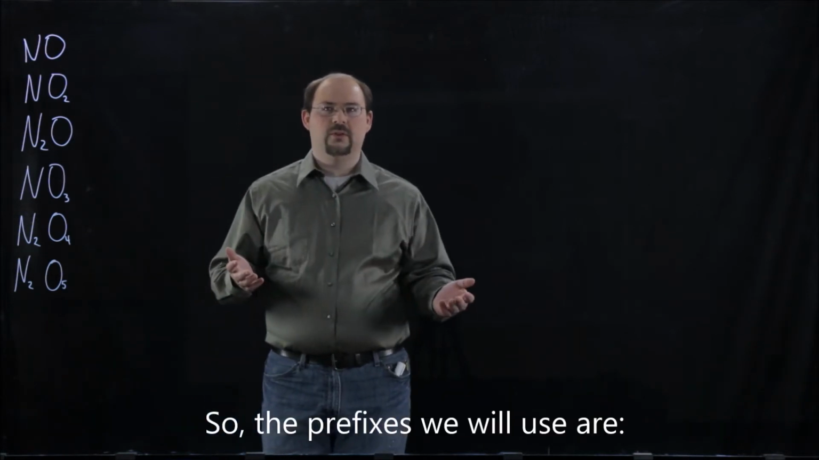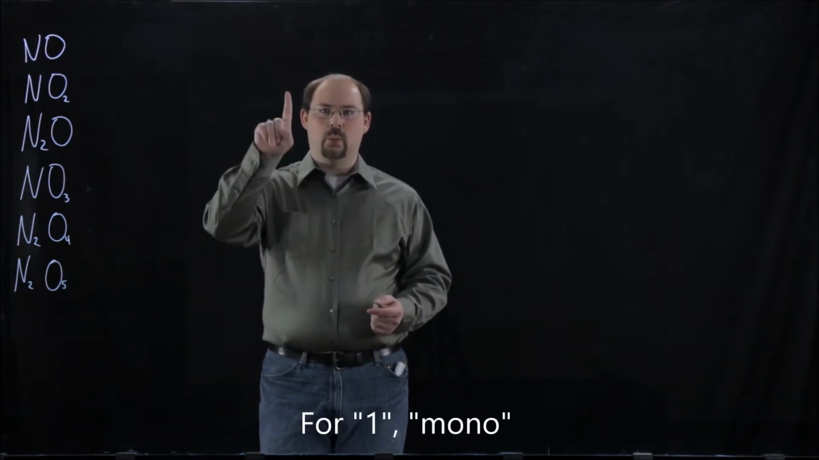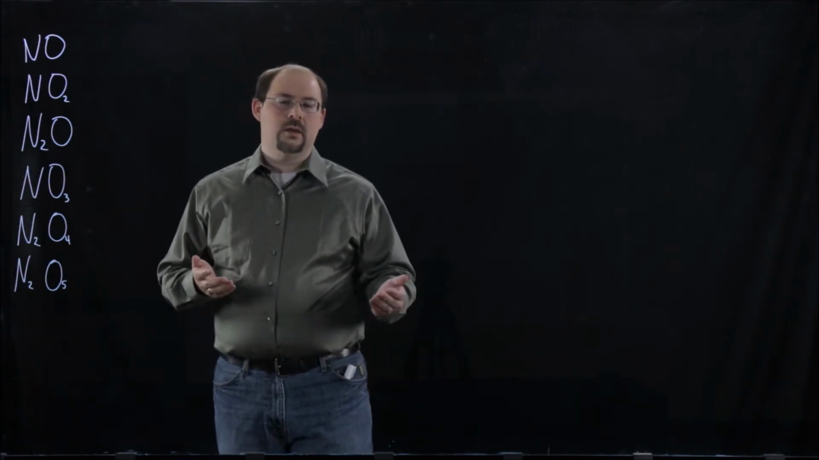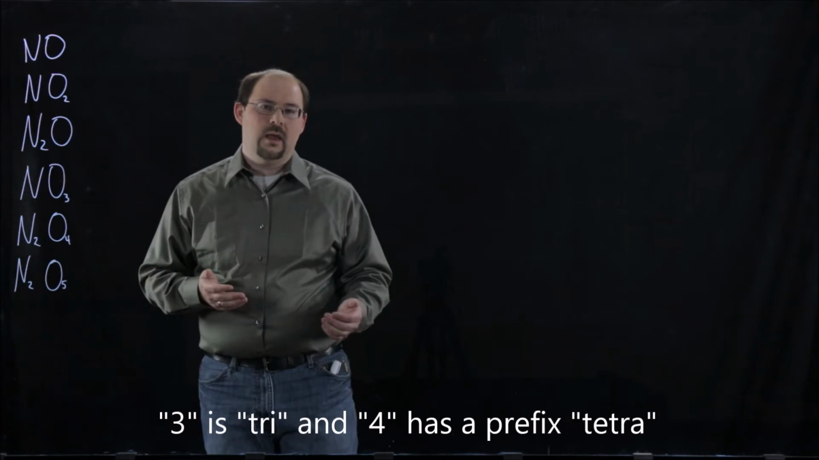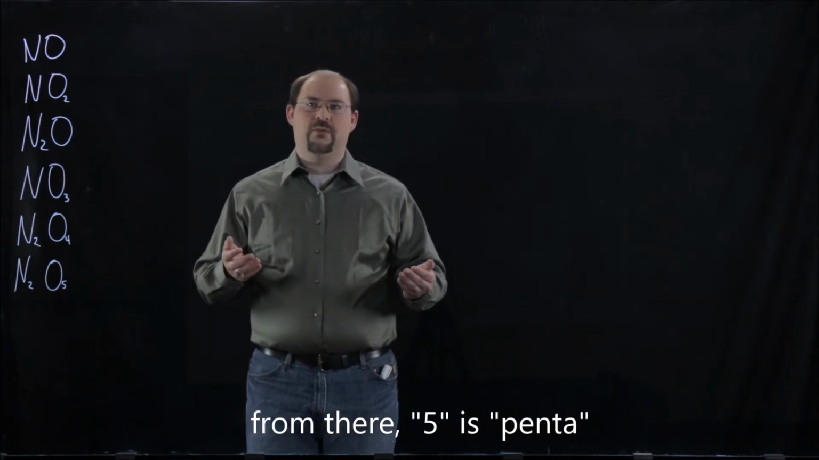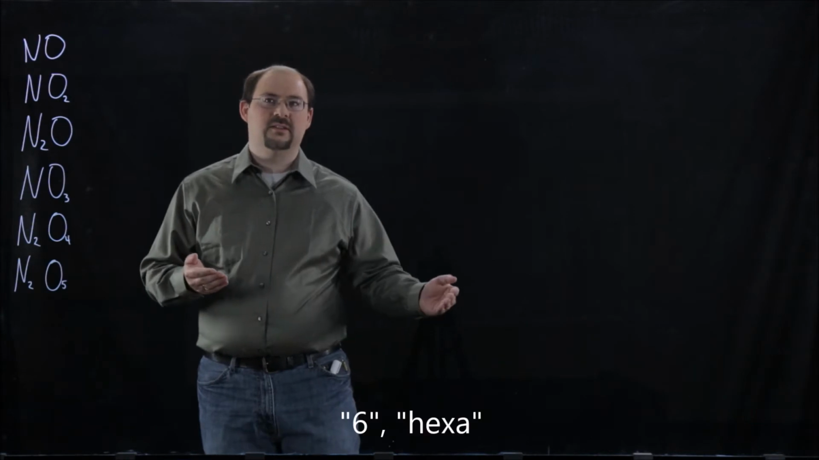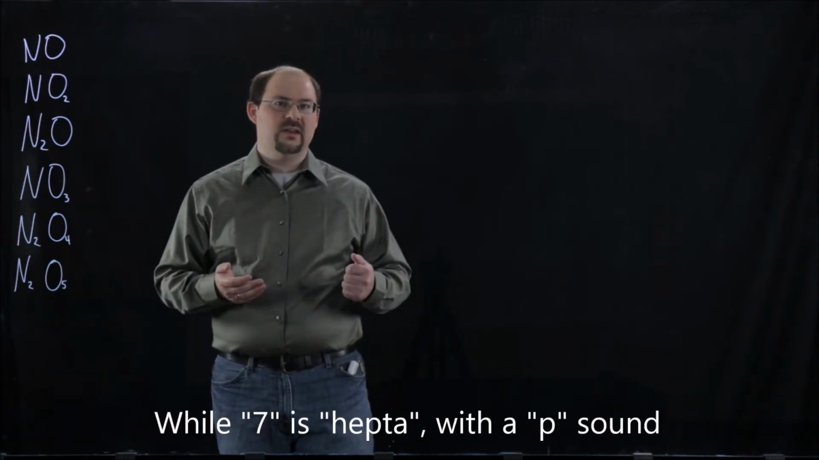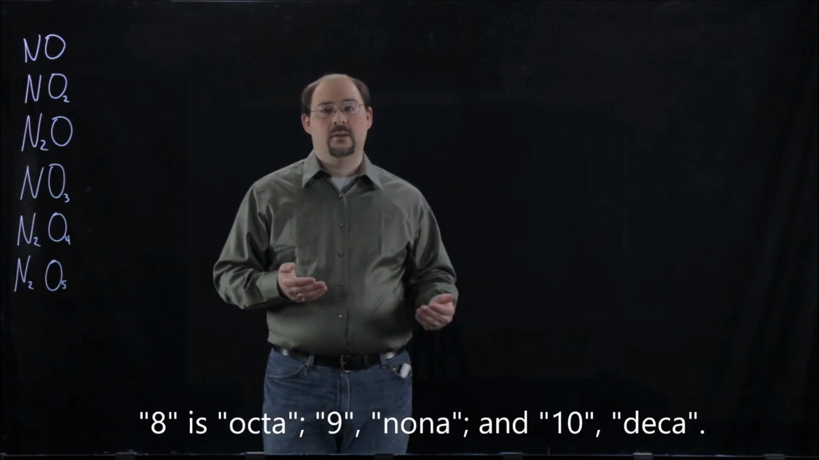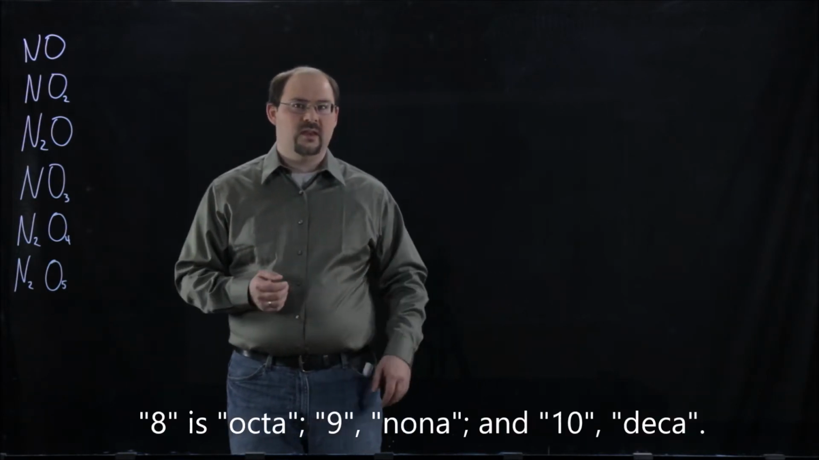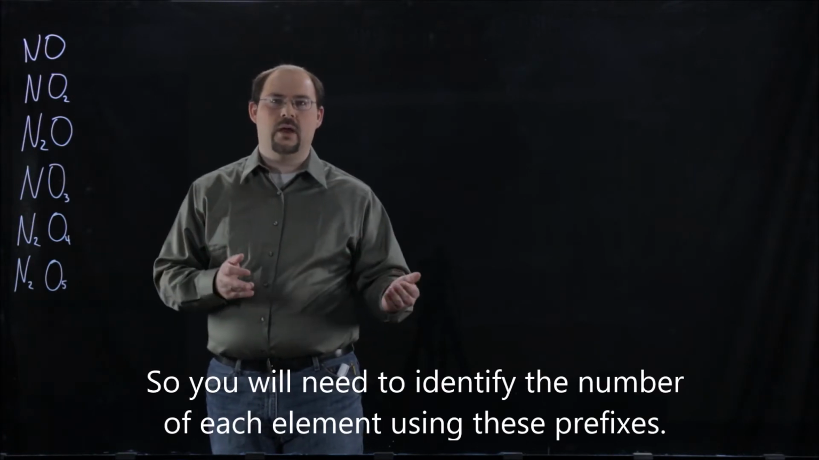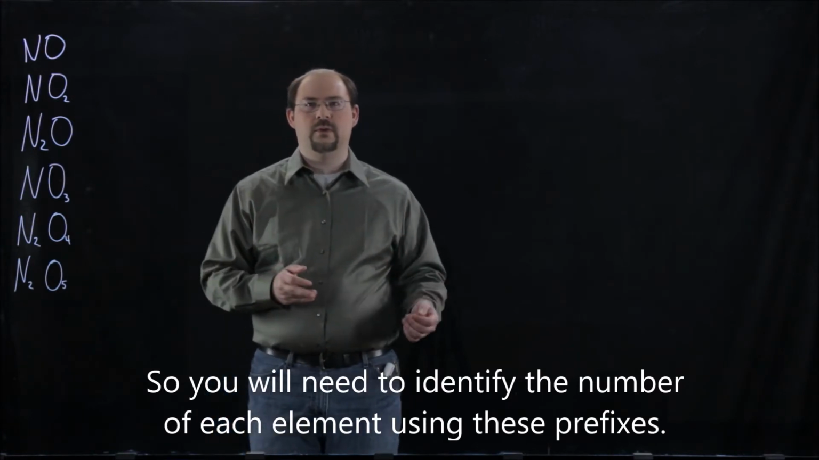So, the prefixes we will use are, for 1, mono, 2 is di, 3 is tri, and 4 has a prefix tetra. From there, 5 is penta, 6 hexa, while 7 is hepta with a P sound, 8 is octa, 9 nona, and 10 deca. So you will need to identify the number of each element using these prefixes.